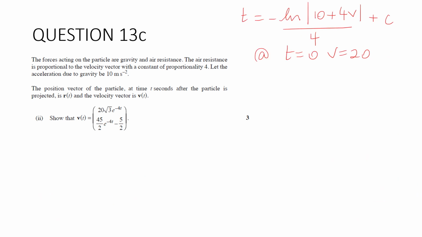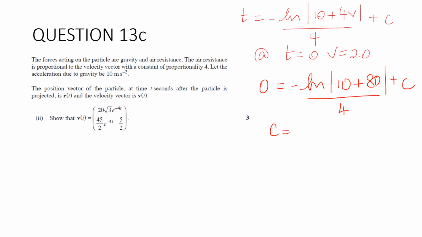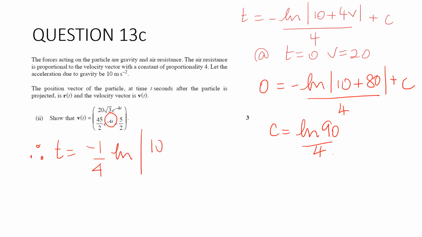Subbing in, we will get 0 is equal to negative ln 10 plus 80 all over 4 plus c, and so c will equal ln 90 over 4. Therefore, t is equal to, again we've got a negative power here, negative 1/4 ln 10 plus 4v divided by 90.